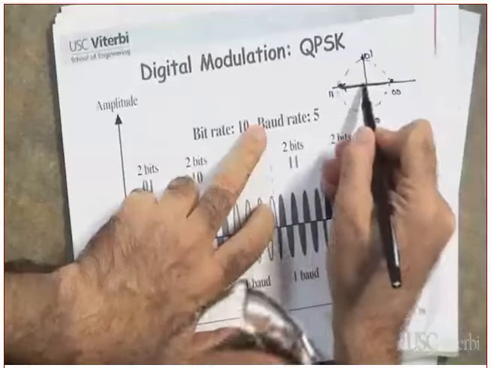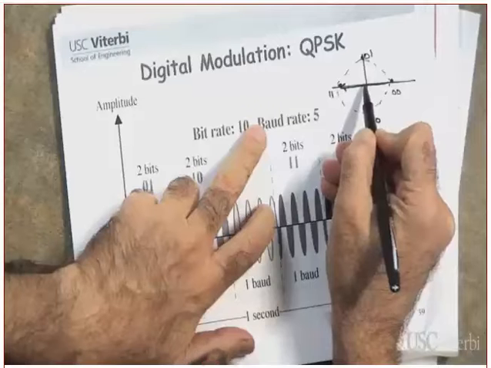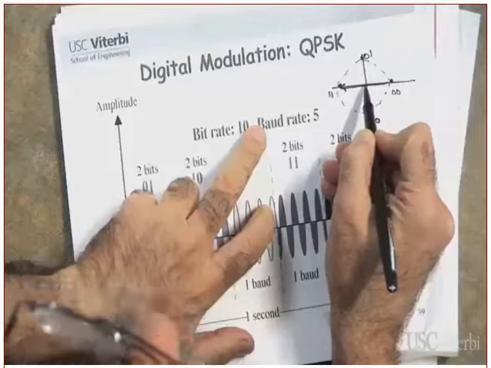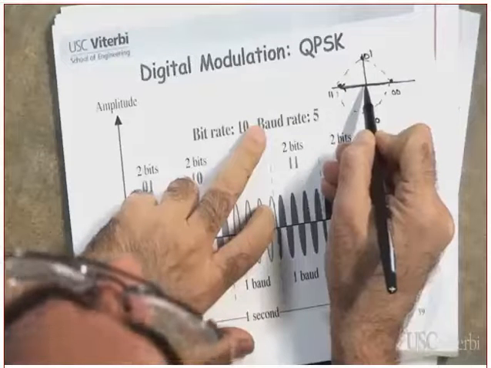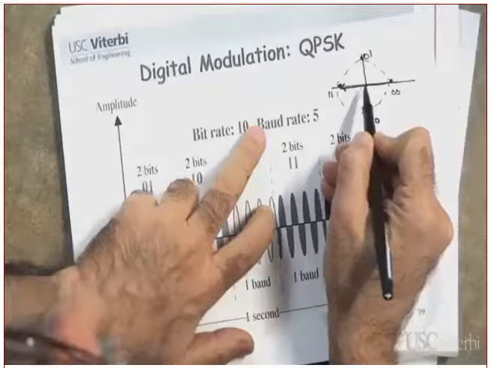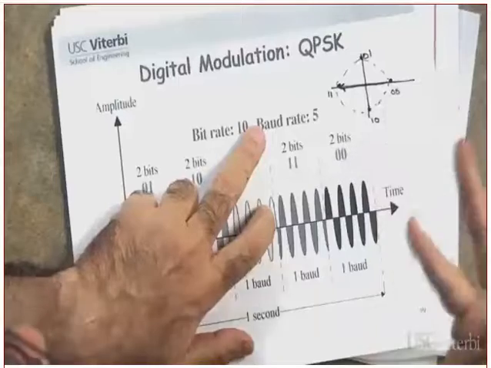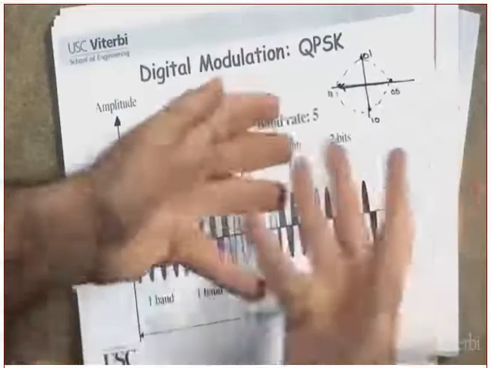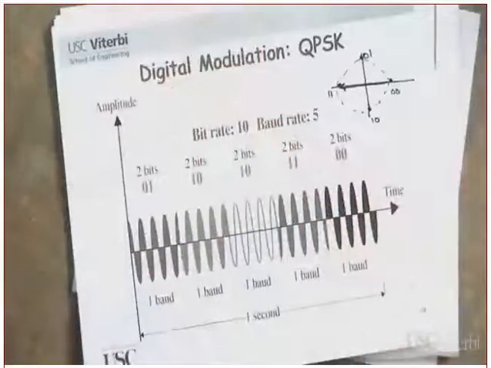Why? Because you are going to pass through who? The origin. And you will pass through the origin. It means the amplitude is equal to what? 0, which means the receiver will lose what? Will lose the coherency, will lose synchronization because he doesn't see anything.